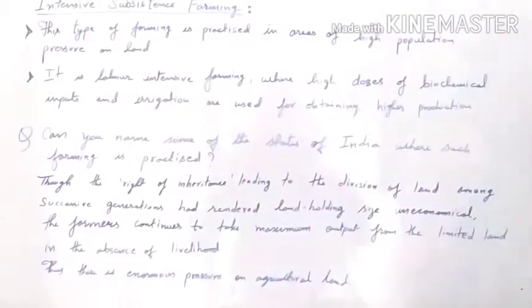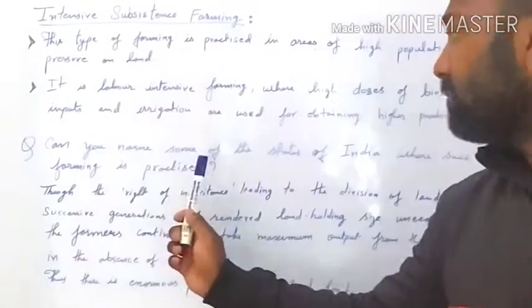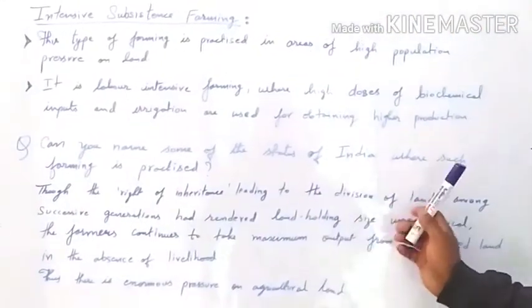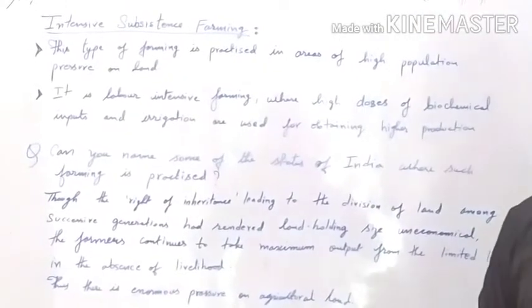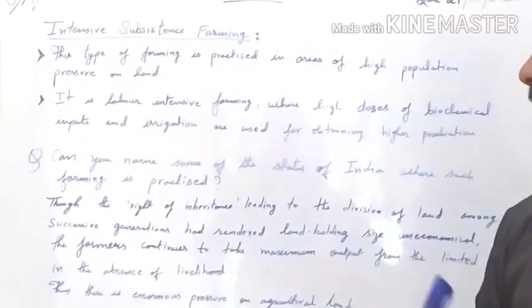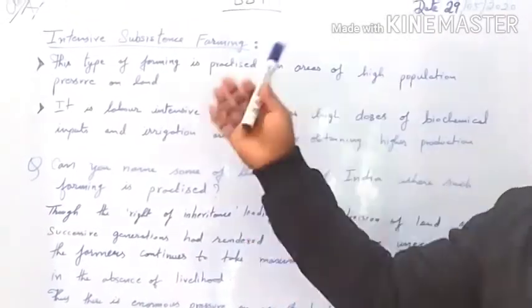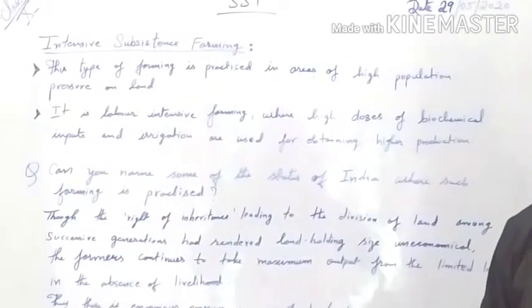Now there is a question for you. Can you name some of the states of India where such farming is practiced? That means intensive subsistence farming. We are supposed to name some of the states where intensive subsistence farming is done.